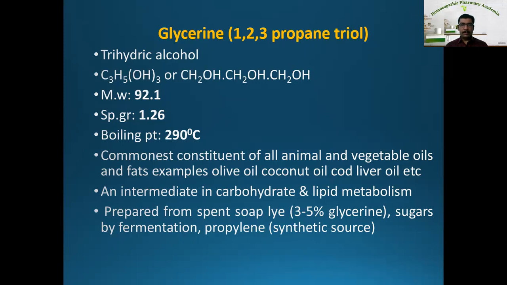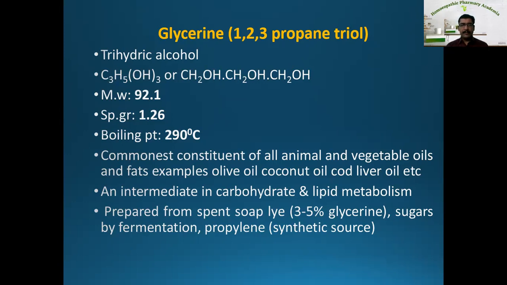Another source or method of preparation of glycerin is from sugar fermentation. When sugars are fermented with yeast, about 3% of glycerin is formed along with alcohol. Another source, that is the synthetic source of glycerin, is propylene. From propylene, large scale glycerin manufacture is carried out in foreign countries like the USA.